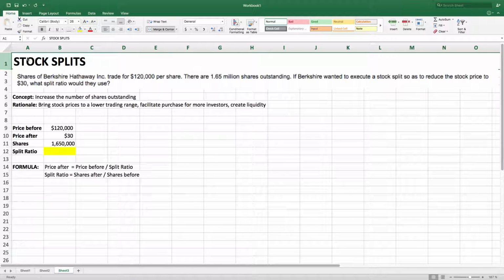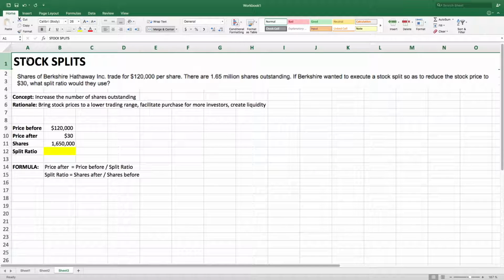Now what that does is it increases the total amount of shares outstanding in a company, but it doesn't actually change the company's cash flows, and it doesn't affect the proportional ownership of any individual investor. So if there's 1 million shares outstanding and you own 10% of that, if the total amount of shares goes to 2 million, you'll now have 200 shares and your proportional ownership stays exactly the same.